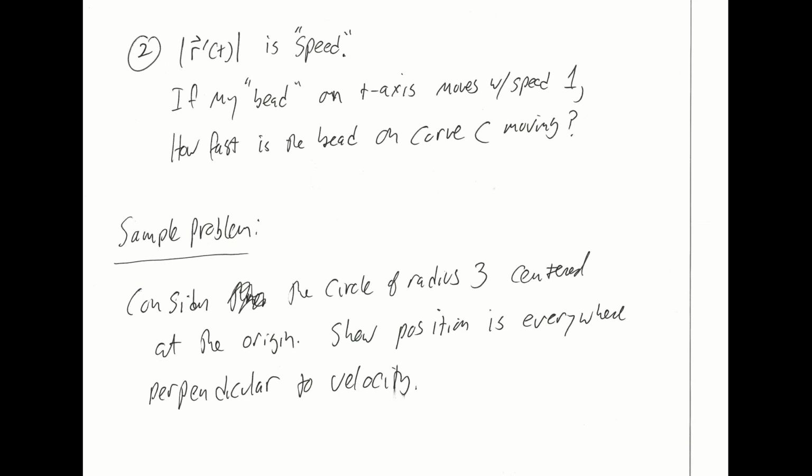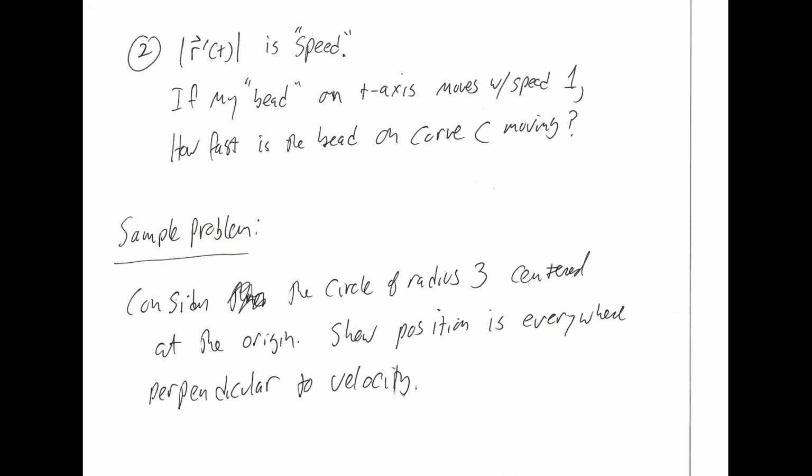Your position point moves around the circle in a counterclockwise way, which should have been said here. So we're going to take movement in the counterclockwise direction. So I've got a bead on this circle that's going to move counterclockwise around the circle. I want you to show me that the position vector that represents the actual location of that bead is everywhere perpendicular to the velocity vector, which describes the instantaneous rate of change of the position of that bead.